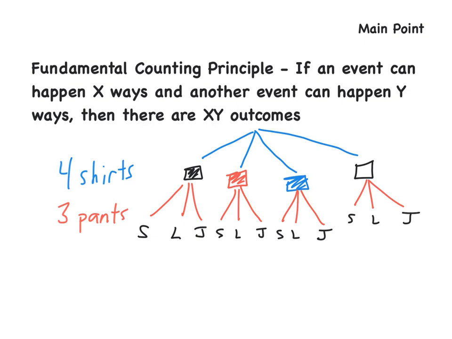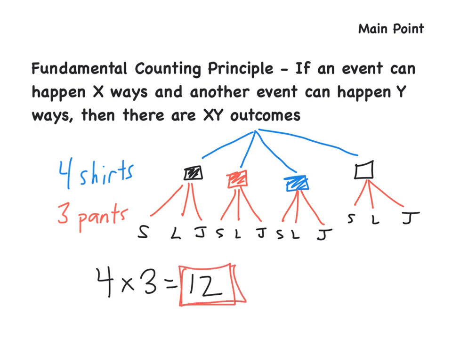So now how many options were there? There are 1, 2, 3, 4, 5, 6, 7, 8, 9, 10, 11, 12. So now there are 12 different options of what you can wear. What the fundamental counting principle says is if there are 4 ways and 3 ways, if you multiply them together, 4 times 3 is equal to 12 different outcomes.